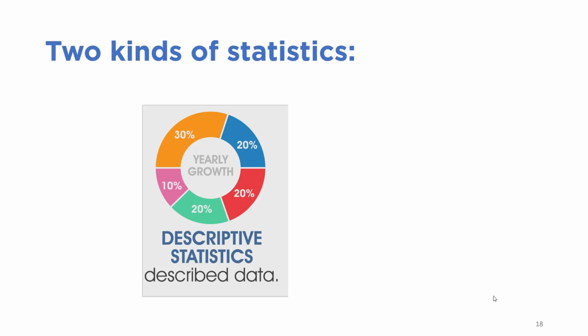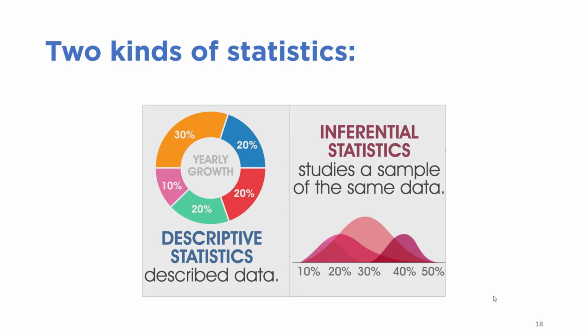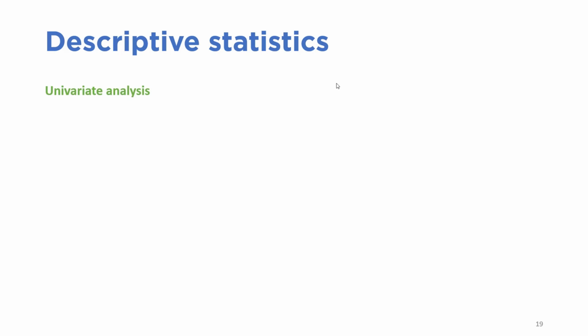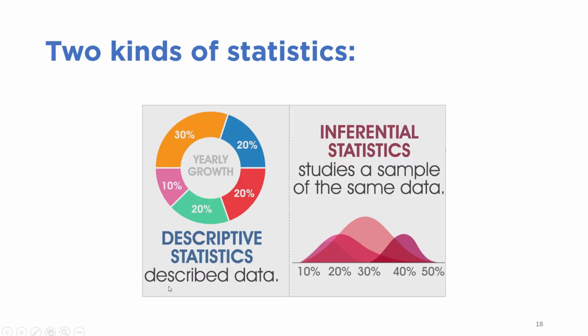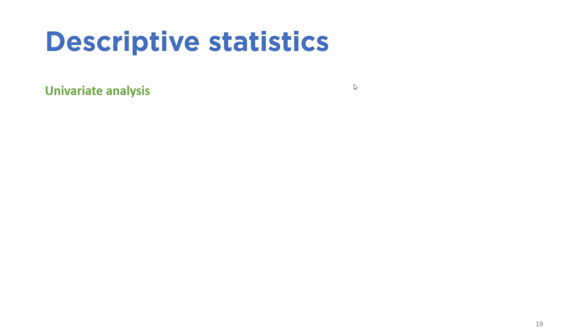So with that, there are two kinds of statistics. We have descriptive statistics, which describes the data, and inferential statistics, which studies a sample of the same data. So you're inferring the differences between different subpopulations of data. If you're wondering how this relates to the variables that Nina just went over, it might be quite obvious, but if it isn't, you can think of descriptive statistics as being more on the discrete side and inferential statistics being more on the continuous side of observations and data.